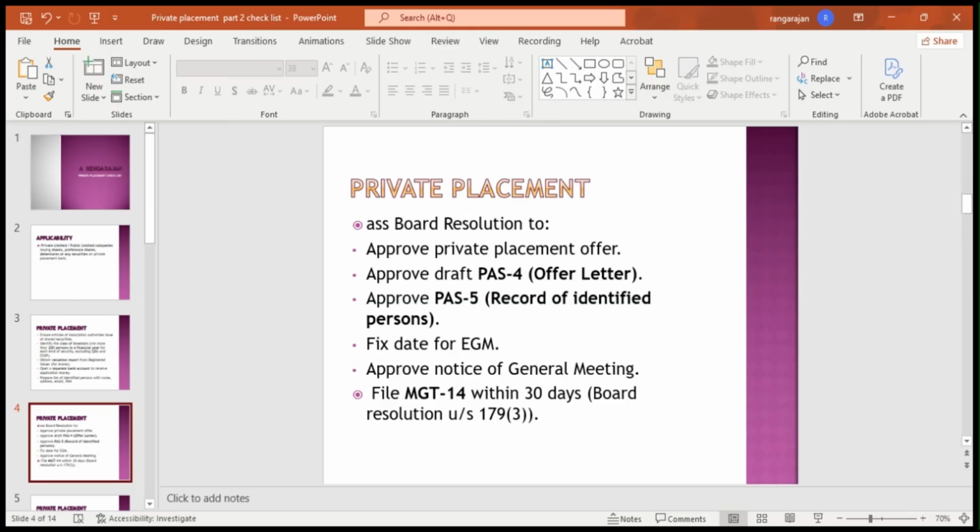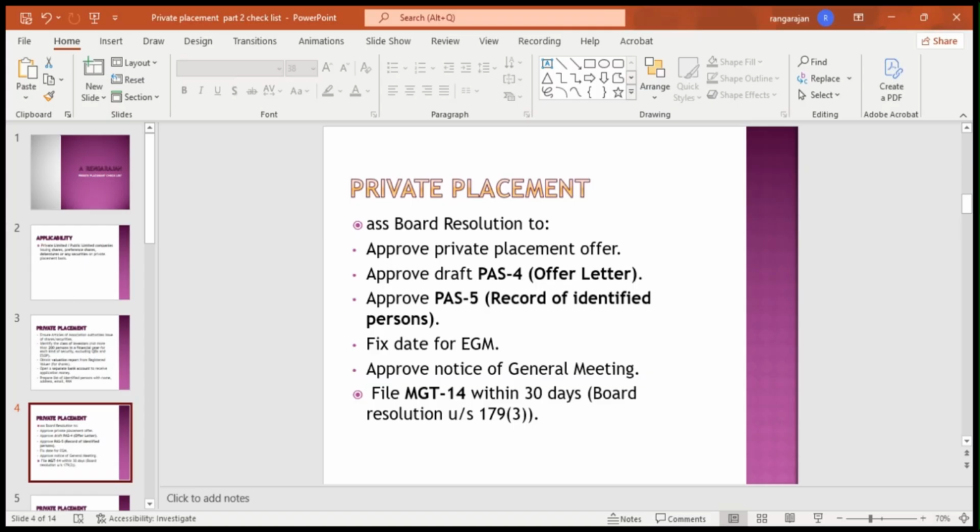Coming to the board resolution: approve the private placement offer, and approve the draft PAS-4 offer letter. PAS-4 is nothing but the offer letter the company has to give to the identified persons. We will discuss PAS-4 in a separate PPT. Next, approve the PAS-5 record of identified persons. This also we will discuss in a separate PPT.